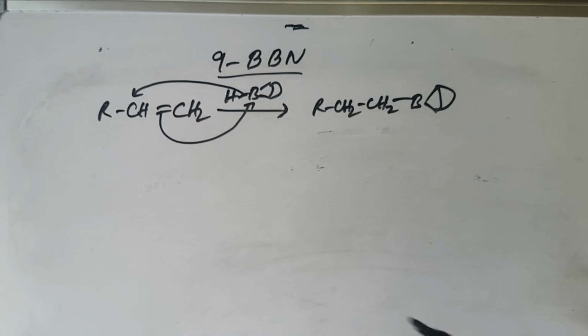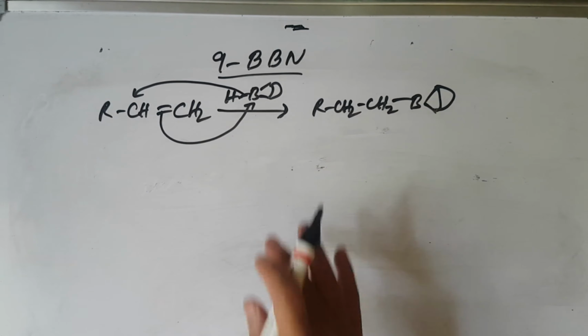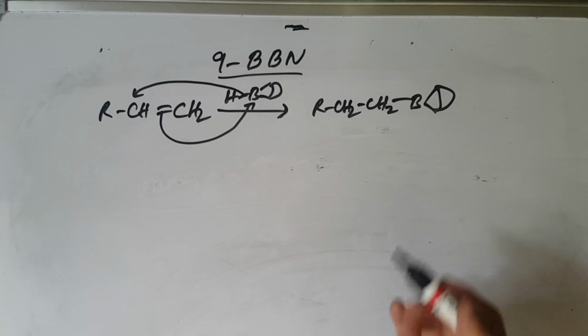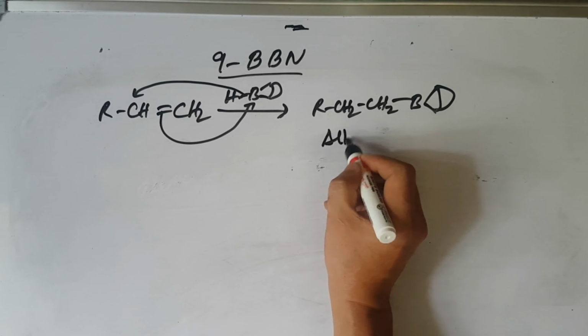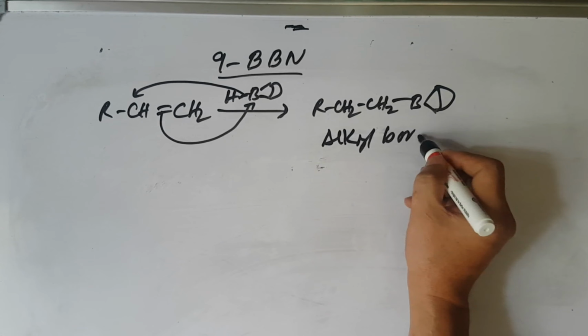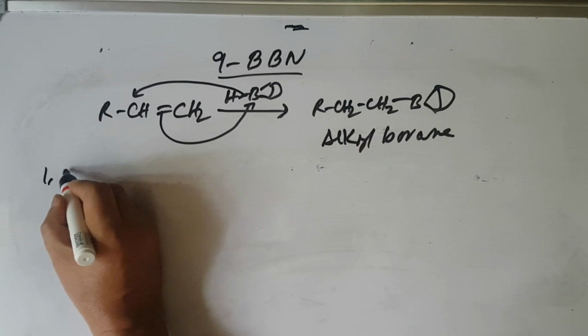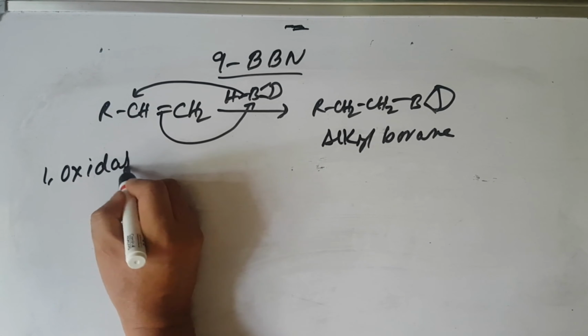These alkyl borons are very reactive and can undergo many types of reactions, like oxidation, then protonolysis, then carbonylation. So this is the alkyl boron product obtained by reaction of an alkene with 9-BBN. So this is the way. We can use this one for oxidation, as in the earlier cases.